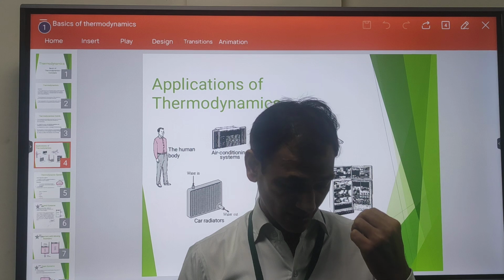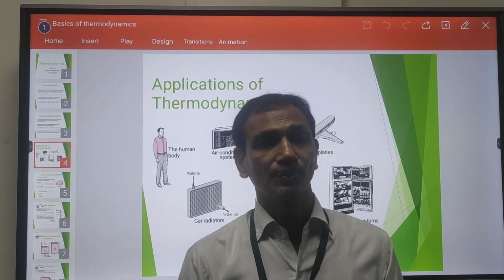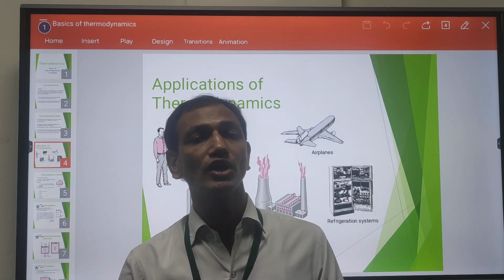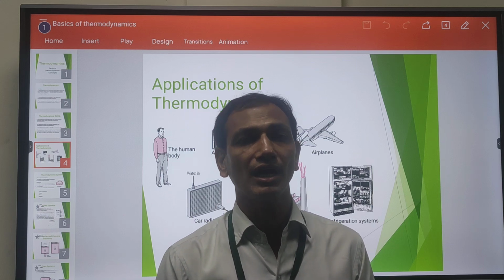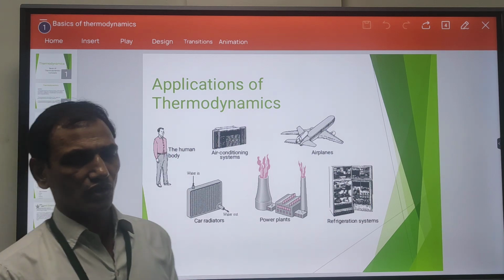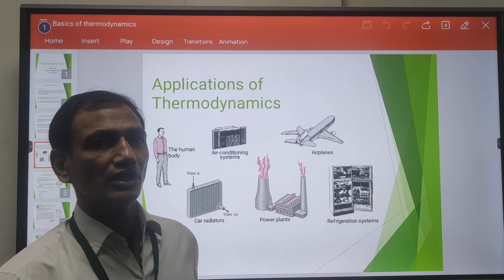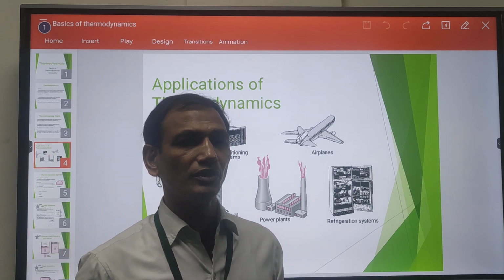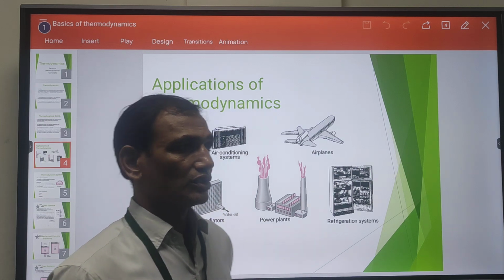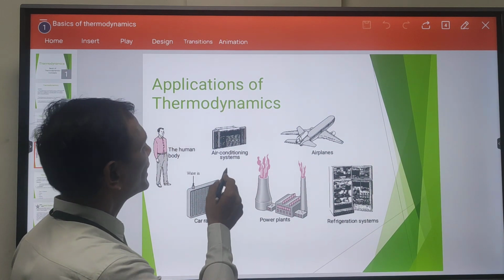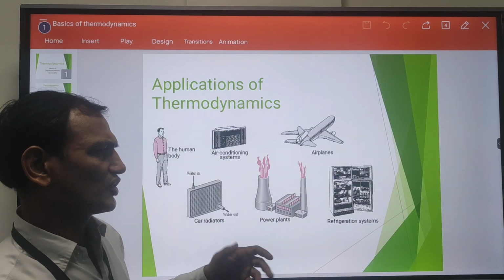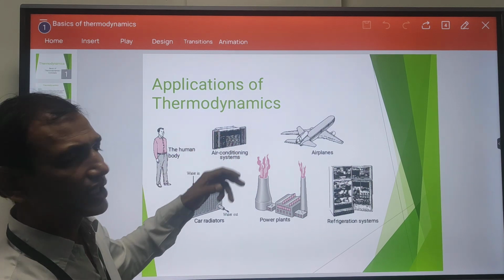This is the study of the transfer of heat, and also how much work is done by the system and how much work is done on the system. All these things are studied in thermodynamics, and its applications are in broad areas. Here we wear all types of clothes because of equilibrium, because we want equilibrium of our bodies. It is used in air conditioning, aeroplanes, refrigeration systems, power plants and car radiators, and a lot of other things are uses of thermodynamics.